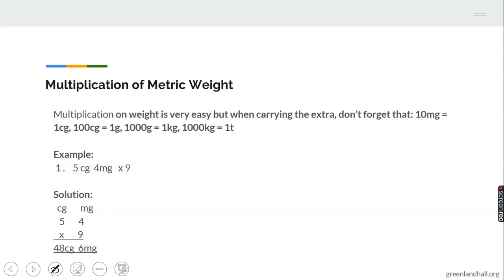But when you want to carry the extra, don't forget that your conversion remains the same. 10 mg will give you 1 cg. 100 cg will give us 1 g. That's 1 gram. 1000 g will give us 1 kilogram. And 1000 kilogram will give us 1 metric ton.